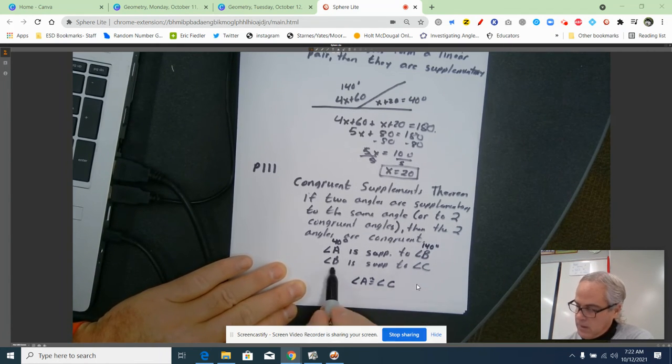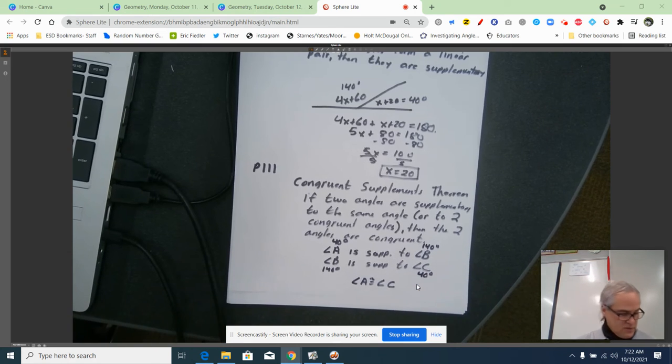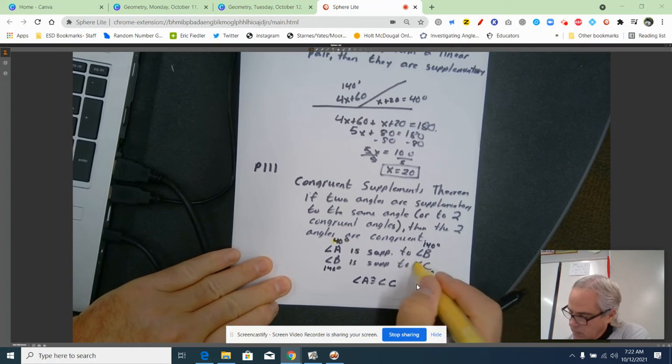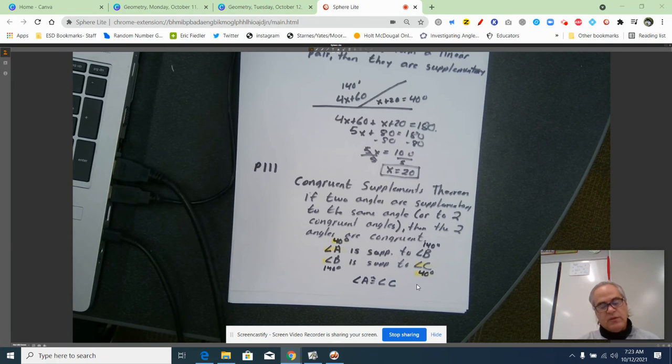All right, now angle B is 140. That's what we just decided in that first statement. It has to be supplementary to angle C. Well, if angle B is 140 and it's supplementary to angle C, doesn't angle C then have to be 40 degrees? And so then shouldn't angle A and angle C measure the same thing? Okay, it's tricky. It's a tricky theorem. We have a similar one called the congruent complements theorem that I'll talk about in the next video. Thanks.